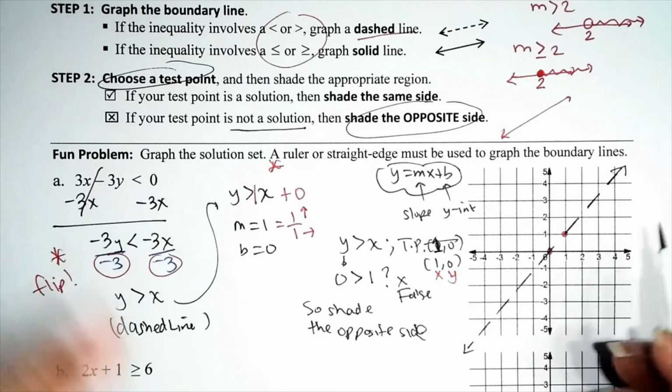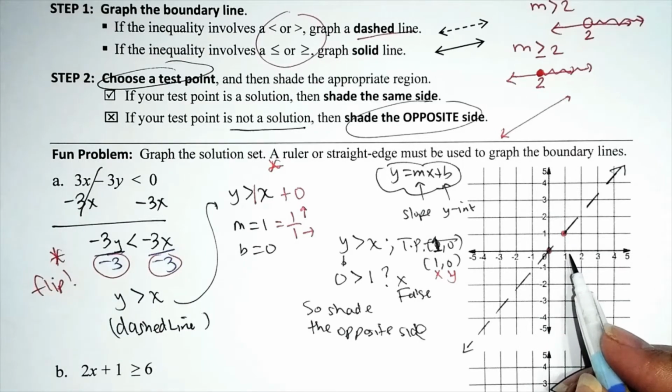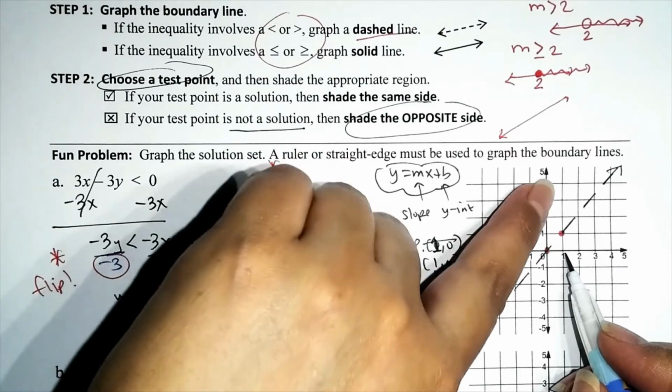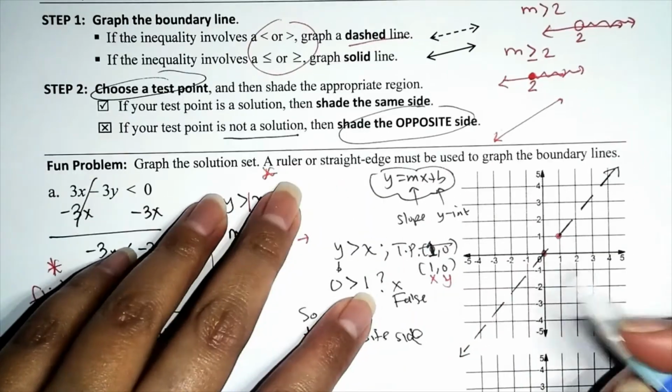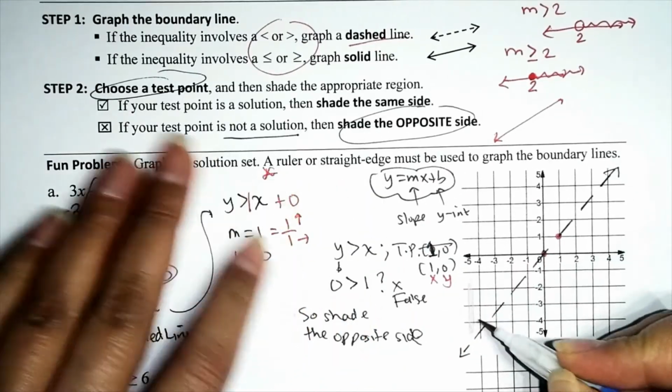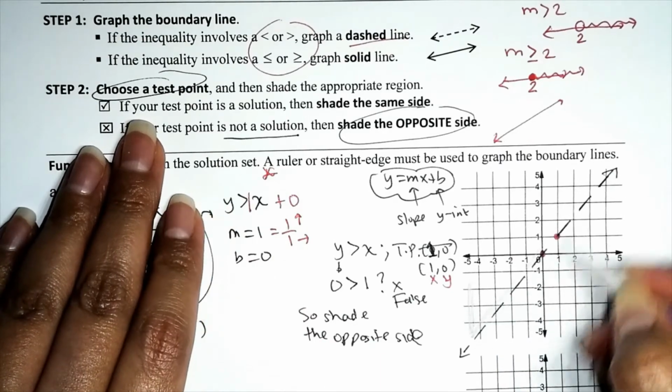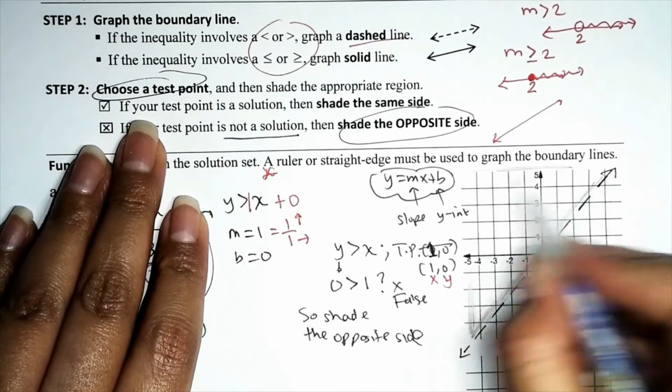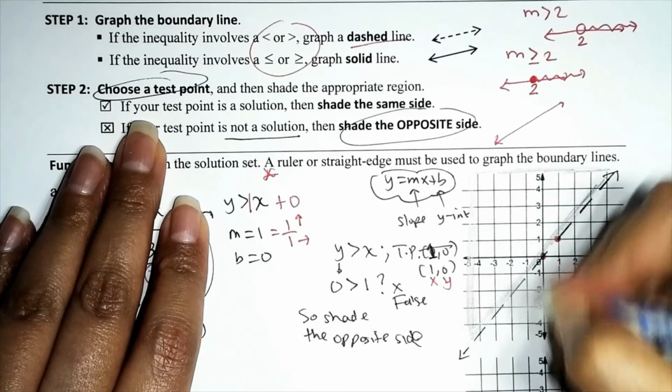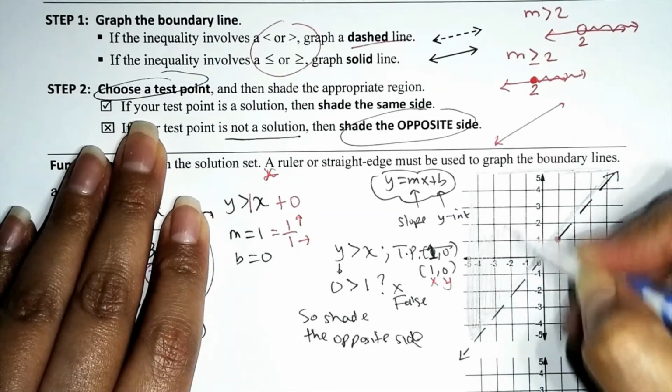Okay, so I found it. So to recap, our test point is right here. It didn't check out, so it's not a solution, so we're gonna shade the opposite side, so the side that doesn't cover my test point, which is over here. So what I like to do is shade the edges first, and then I'll do my best.